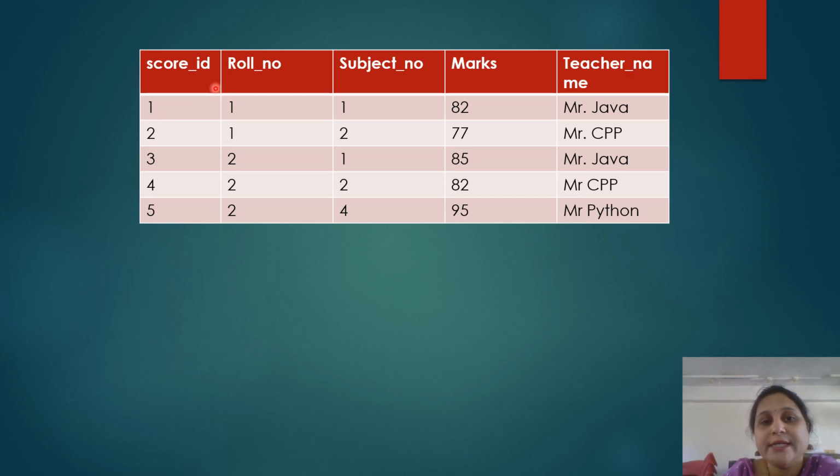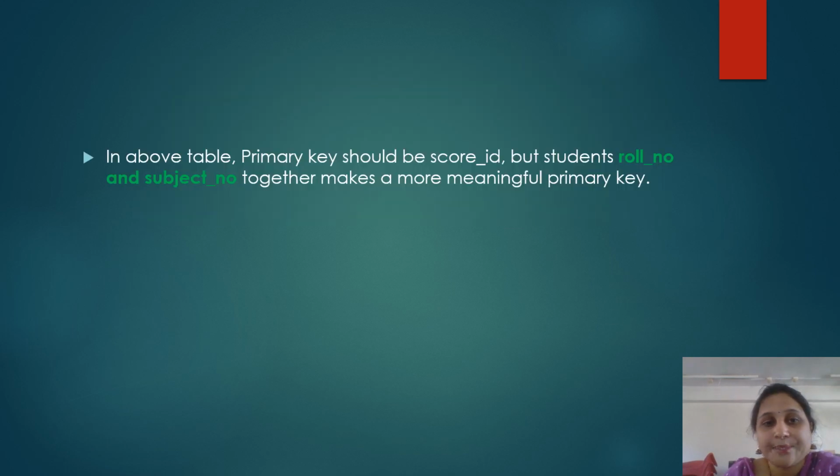Here I have score ID, roll number from the previous table, subject number, marks and the teacher's name. Now here you can observe score ID is unique here, so we can make it a primary key. Next, in the above table, the primary key should be the score ID.